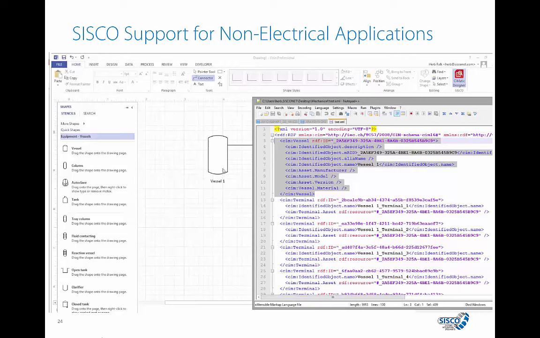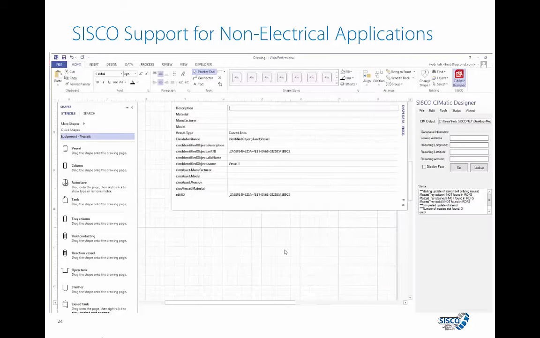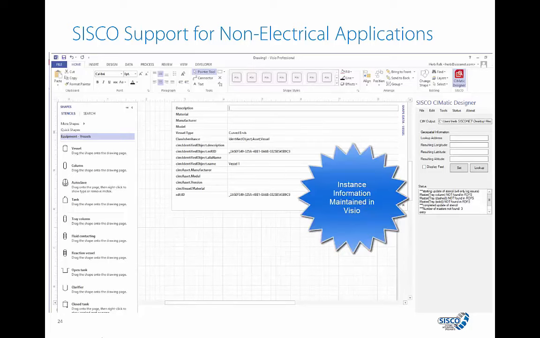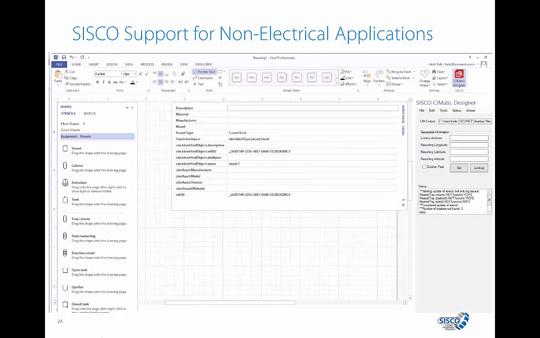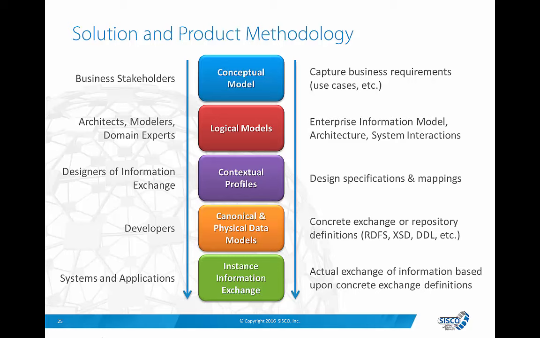Further, you can go back and open up the shape data for the vessel and compare the two. All the instance information is maintained in Visio, so there's just one file that's used for revision control and maintenance. To make this all work, SISCO leverages IEC methodologies within our solutions and products.